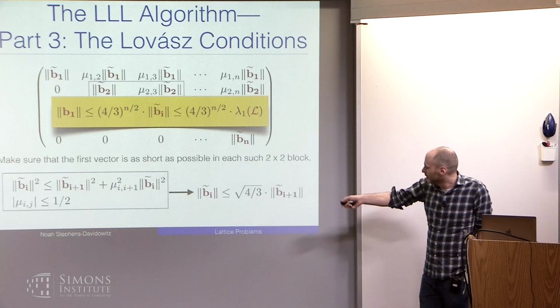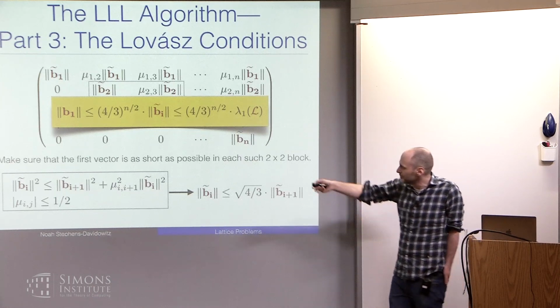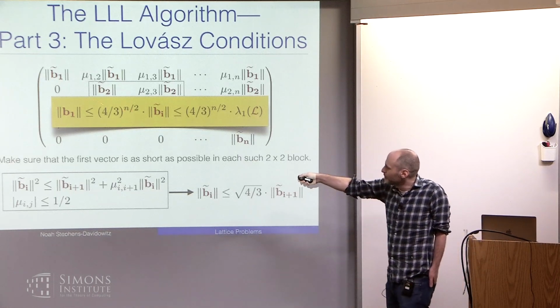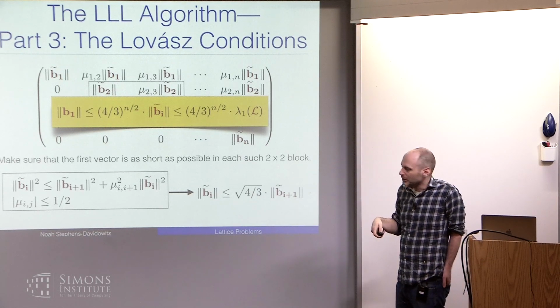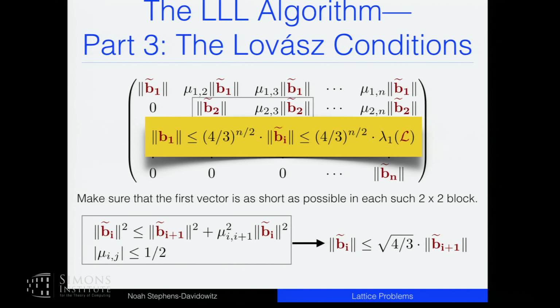And if you just apply this many times, you see that actually B1 has to be at most 4/3 to the n over 2 times bi tilde. There should be a minimum over all i of bi tilde. And then because the minimum over all i of bi tilde is a bound on lambda 1, this gives you a 4/3 to the n over 2 approximation to the shortest vector, which doesn't sound that good, right? But it turns out that this is extraordinarily useful. I'm not going to discuss the uses, but this is an incredibly useful algorithm.